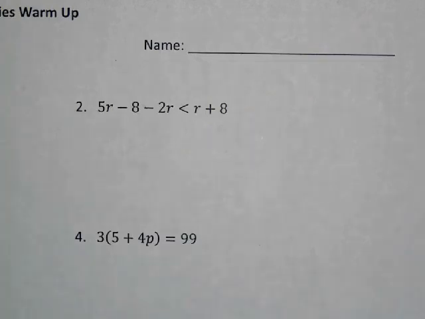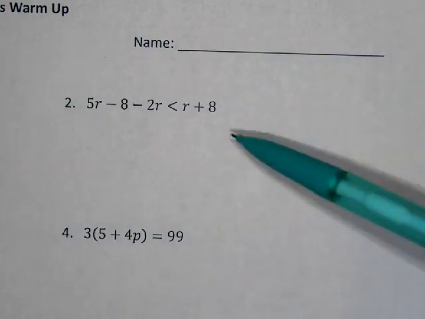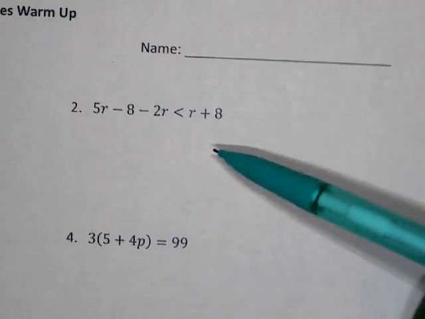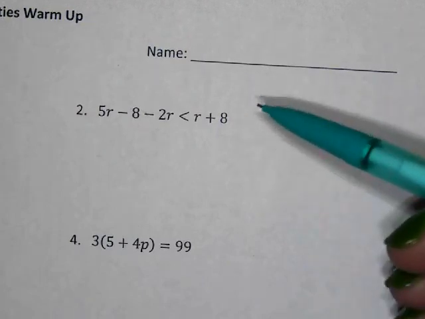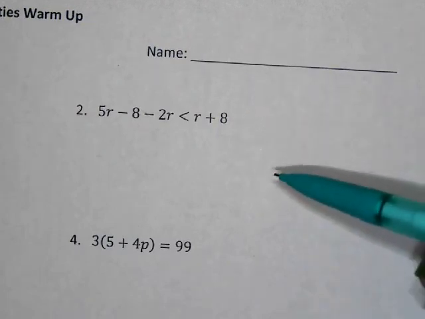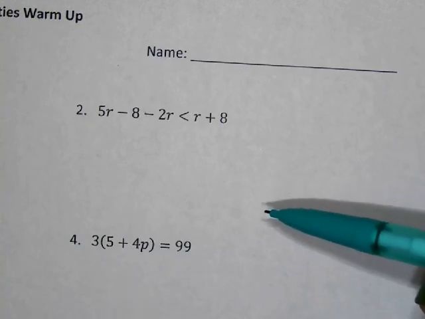Okay, so for number 2, first we don't have any parentheses, so we don't have anything to distribute first. So the first thing we want to look at is if there's any like terms to combine. Do you guys see any like terms you need to combine on number 2?